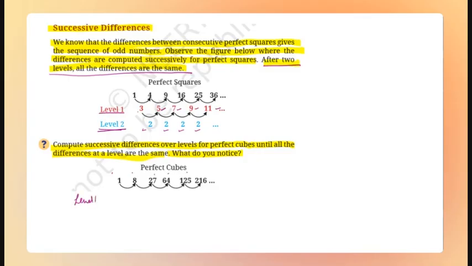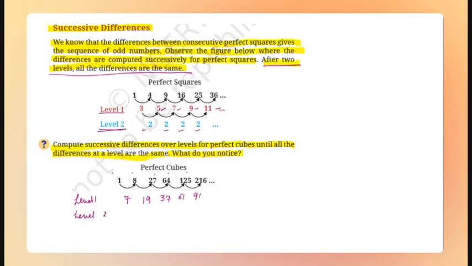level 1 पे हमने 8 minus 1 किया तो 7 आया, फिर 27 minus 8 किया तो 19 आया, फिर 64 minus 27 करेंगे so you will get 37. Then 125 minus 64 will be 61. 216 minus 125 will be 91. Let's check with the level 2. level 1 पे तो हमारे differences same आए नहीं.